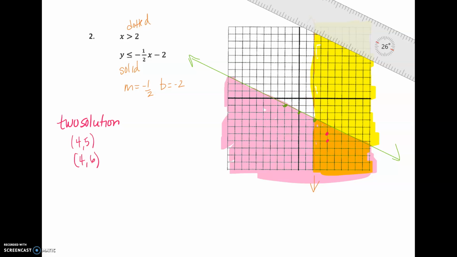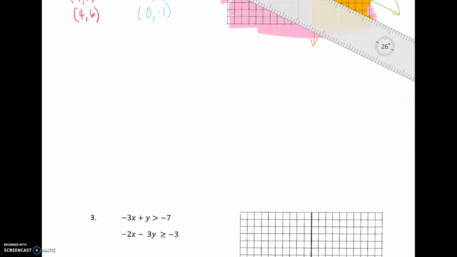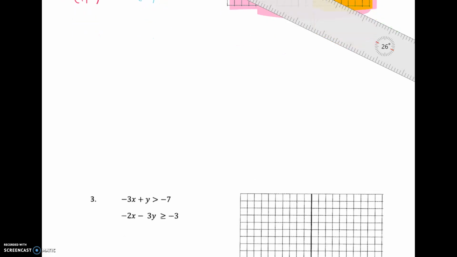What is not solutions? Not solutions are 0, 0 and 0, negative 1. Okay, so let's see what we got here.